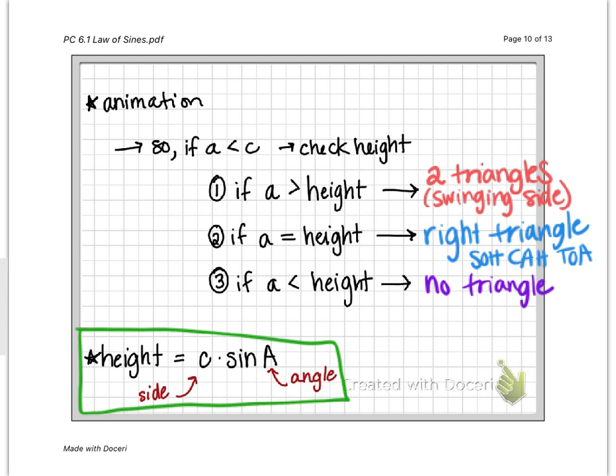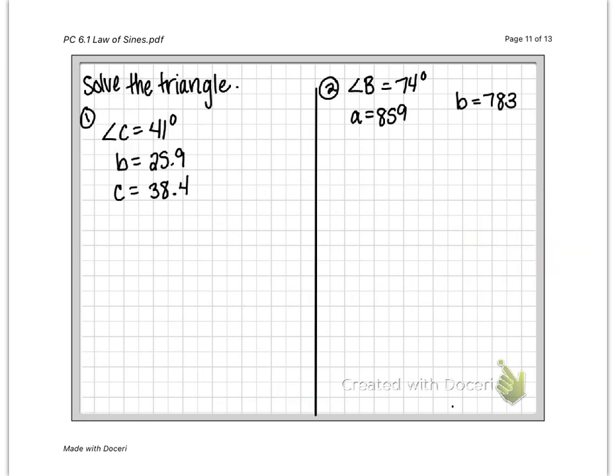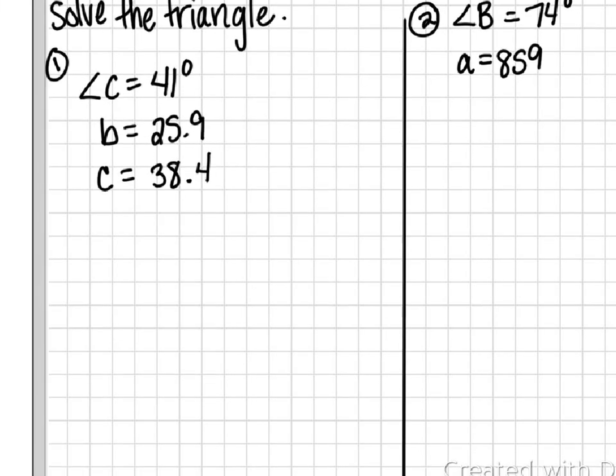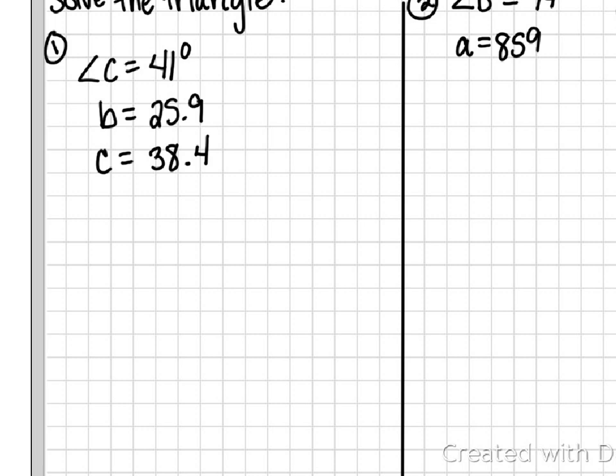If A is less than the height, we do not have a triangle. All right, let's do a couple examples. This one says solve the triangle. I'm going to zoom in a little bit. Okay, I'm going to start by drawing this. We are given our triangle, and we're always going to sketch it the same way.